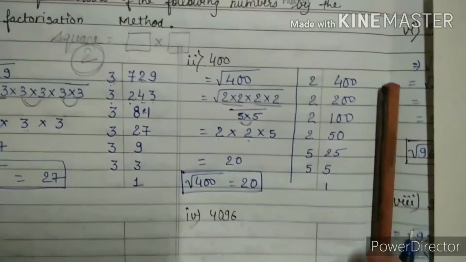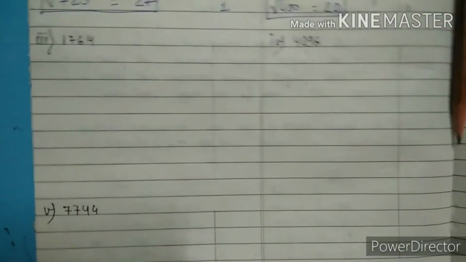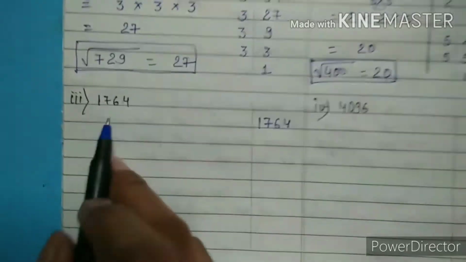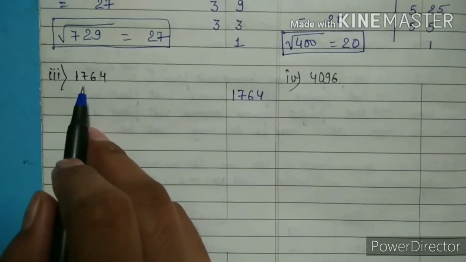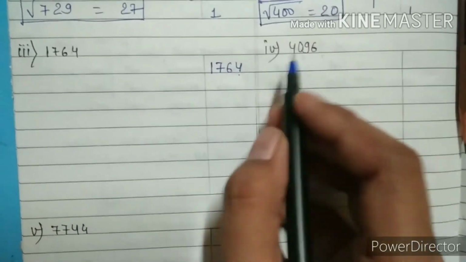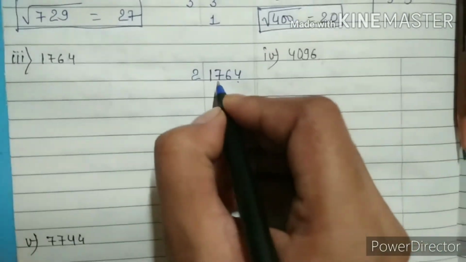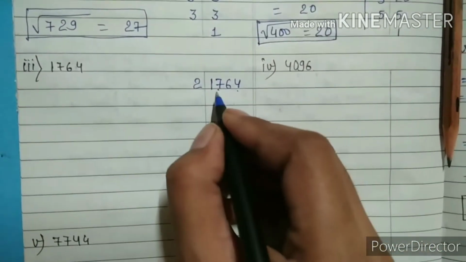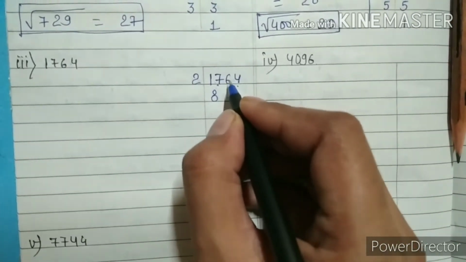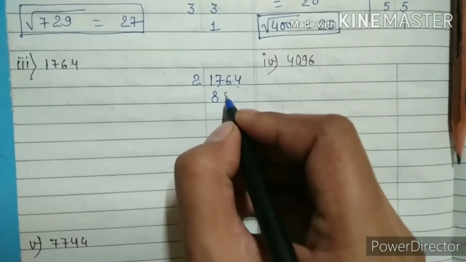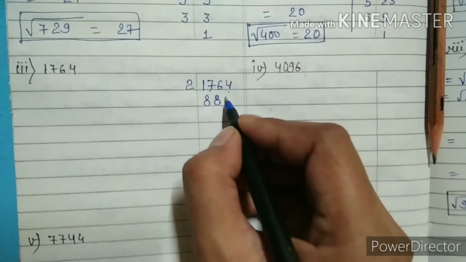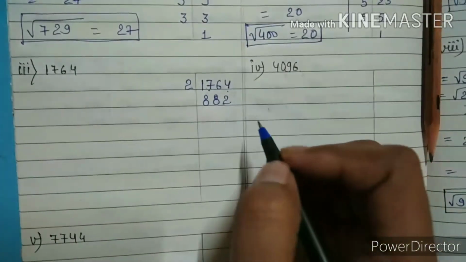Okay, now the third question is 1764. We have to find the square root of 1764. Here we have 4 in the unit place, so it will go with 2. 17 is not in the table of 2, 16 is, 8 times. That remaining 1 will go near the 6 and it becomes 16, and again 16 goes 8 times. Now 4 is in the table of 2, 2 times.